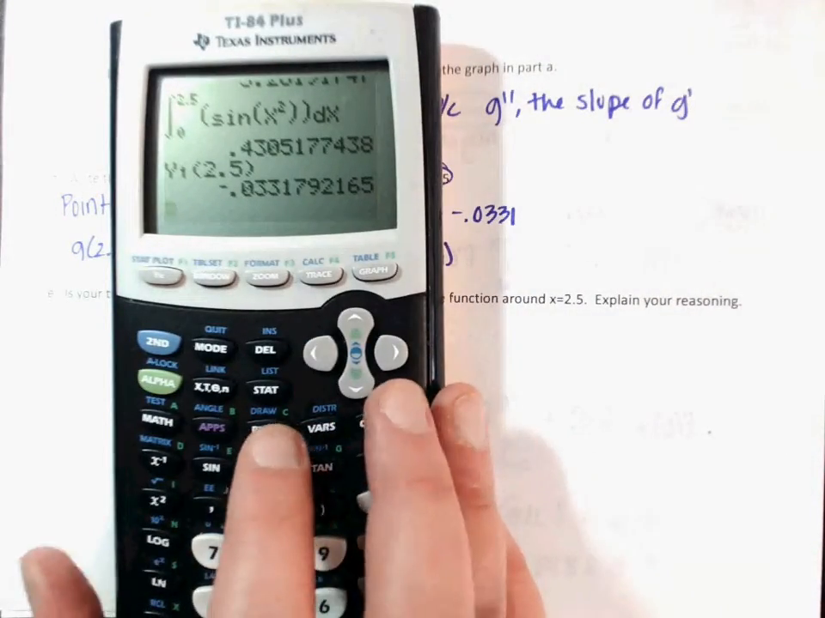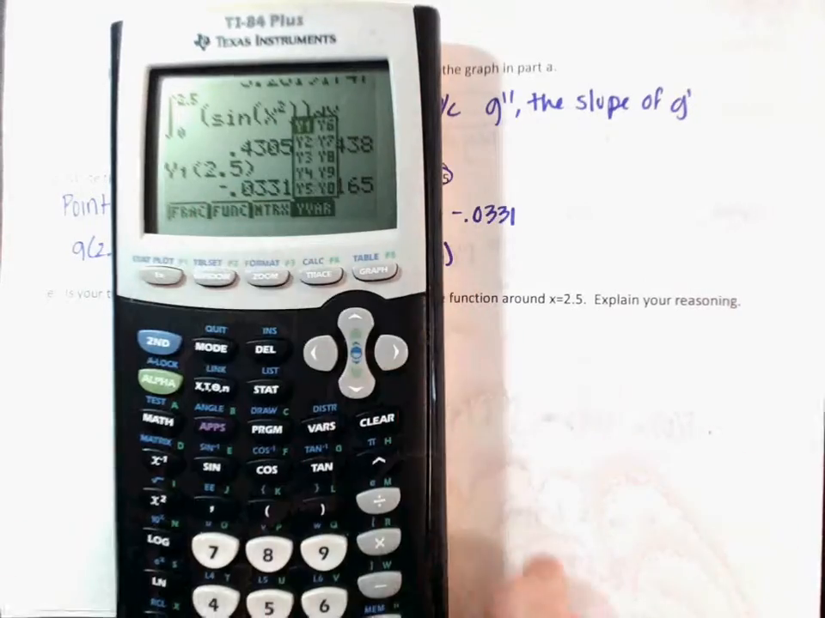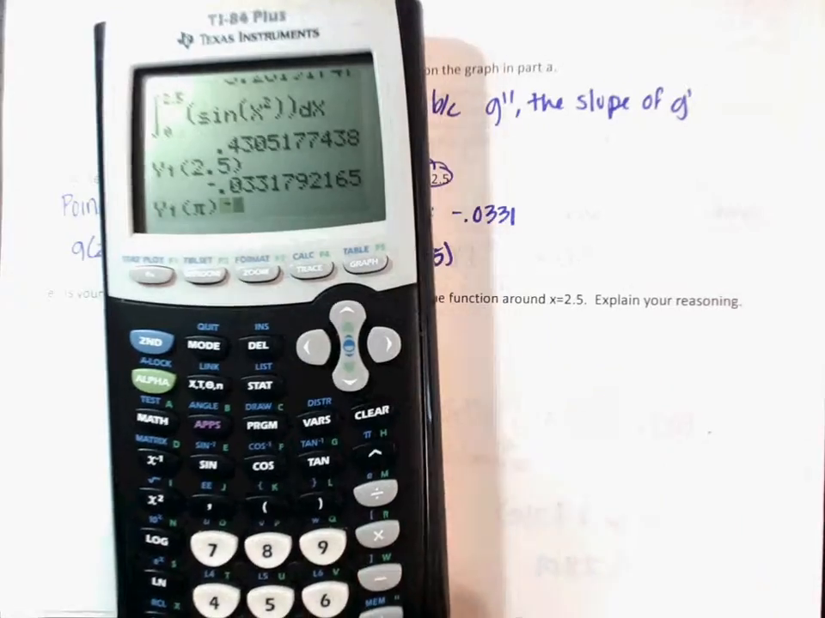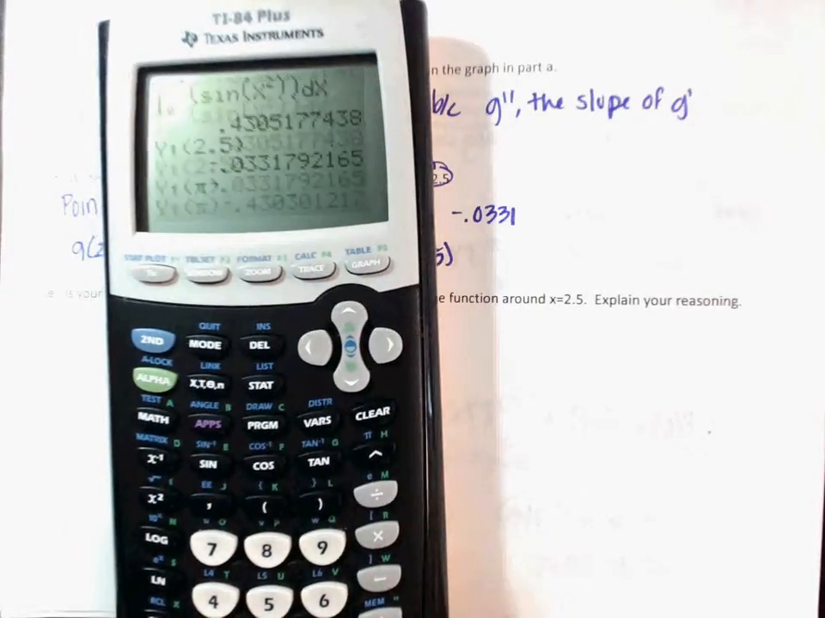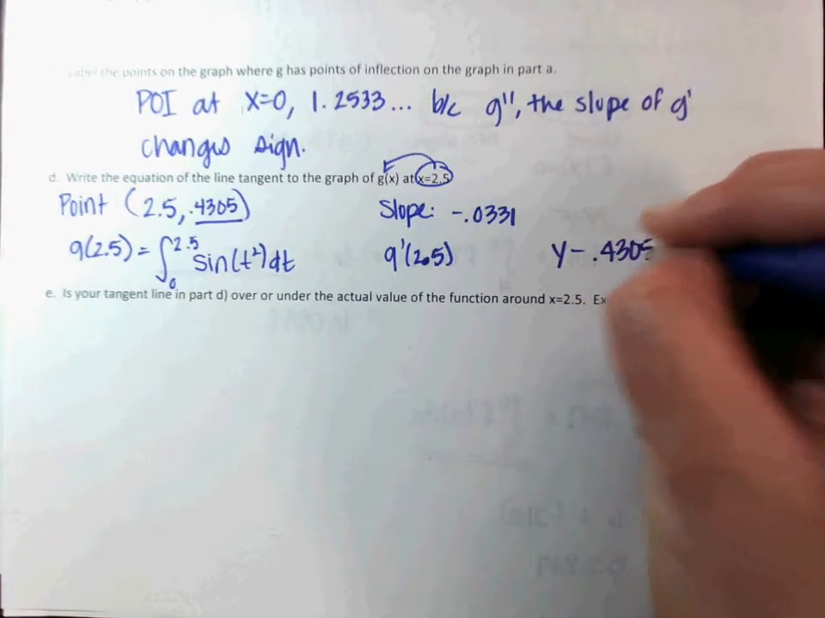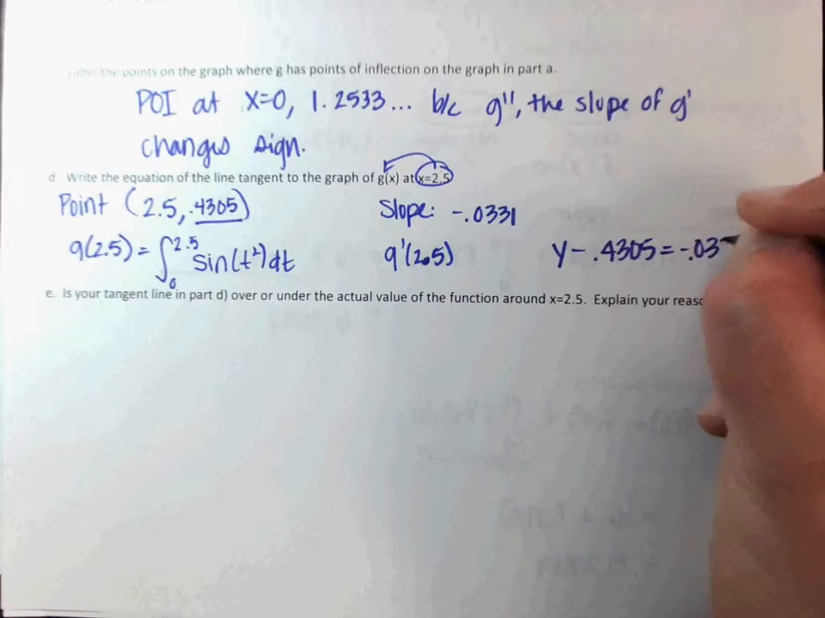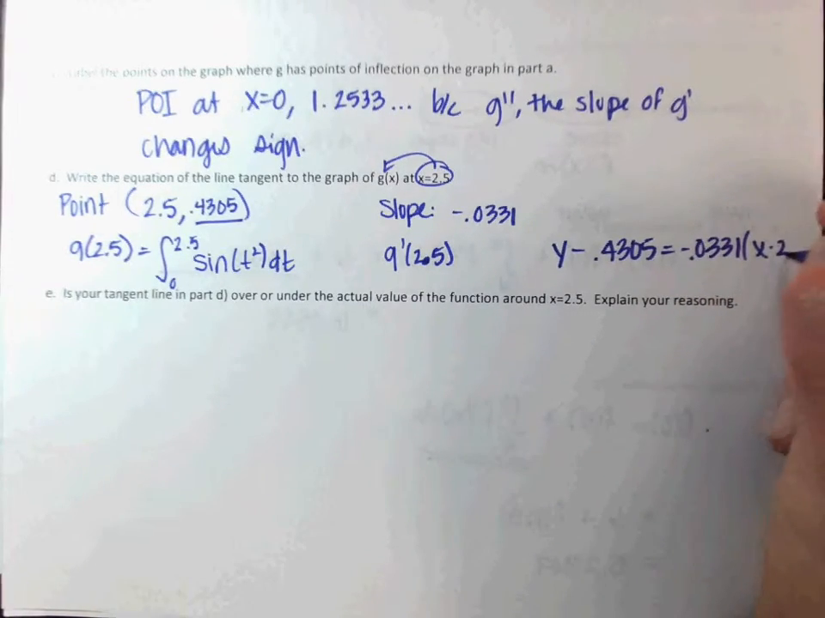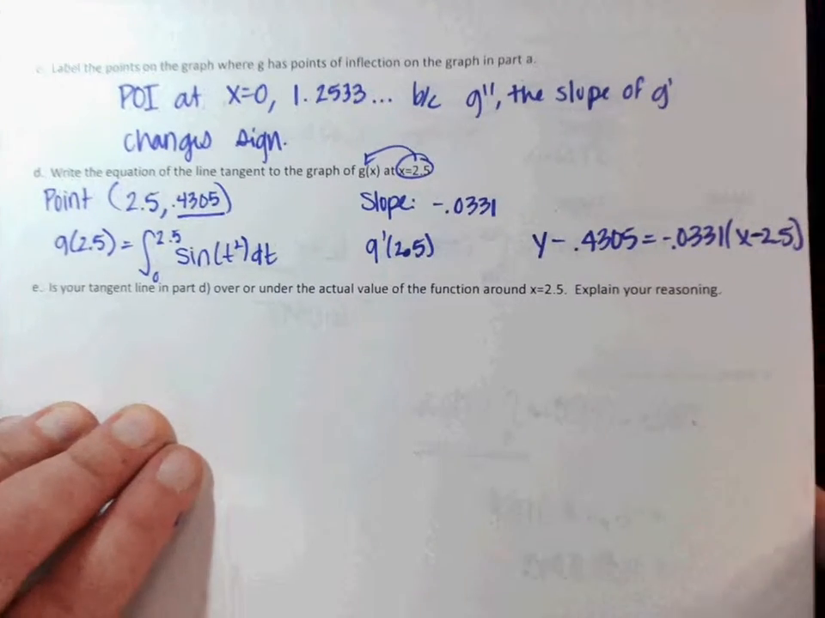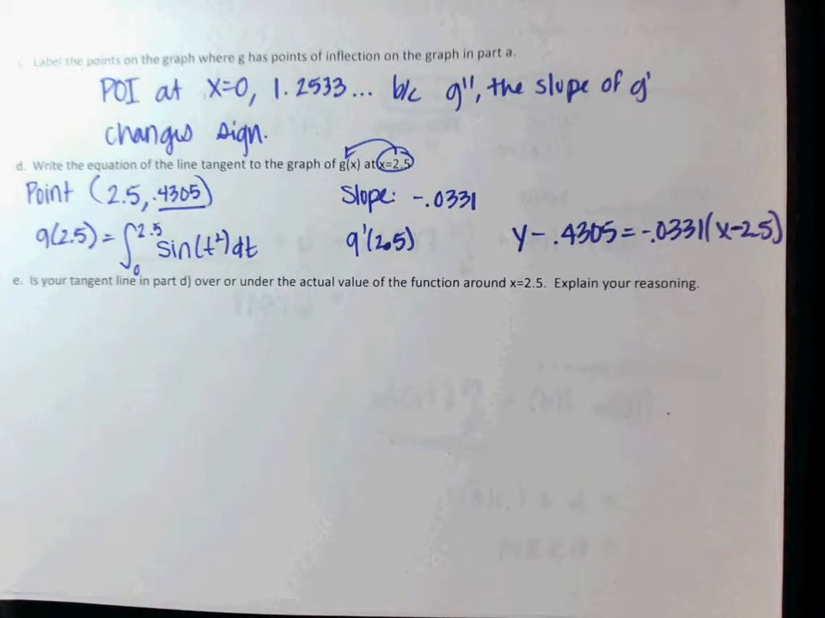Okay, yes, you just do alpha trace, and then whatever, like if you wanted to plug in pi, you would just do parentheses pi. It'll plug in whatever you want. Okay, look, it loves to plug in for you, okay? So, y minus 0.4305 equals negative 0.0331, x minus 2.5.